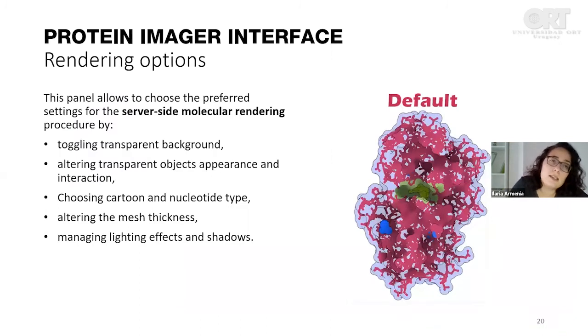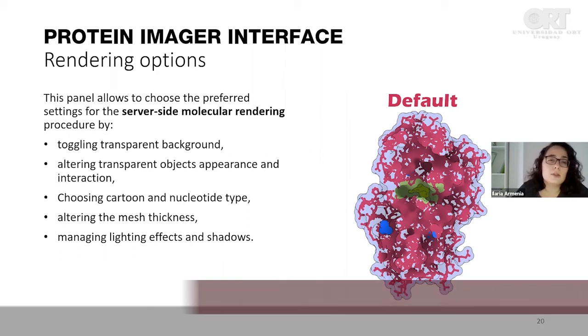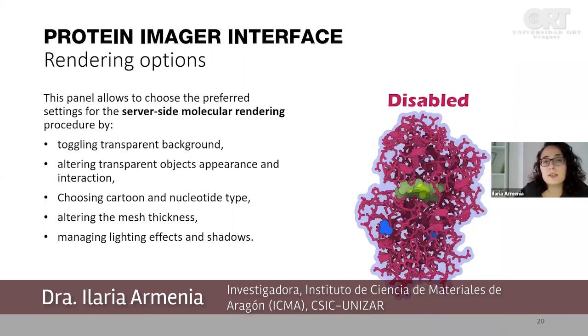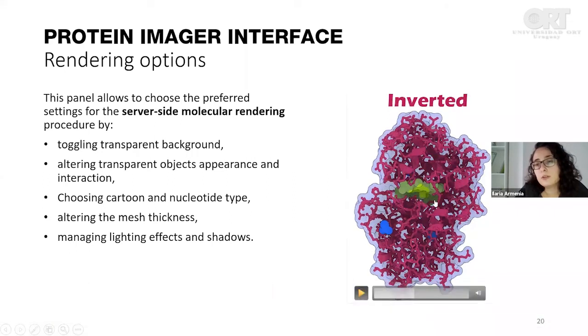And then there is the last panel. This is the part of the rendering options, and this panel gives you the settings of a part that is not linked to the viewer, but to the server-side rendering of this program. So you can change the transparency of the objects, and you can choose the cartoon and the nucleotide type. And also, this is about the ambient occlusion. You see here, this is the default mode, the inverted one, and it is disabled.